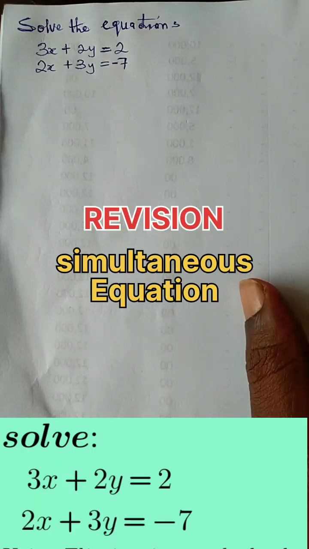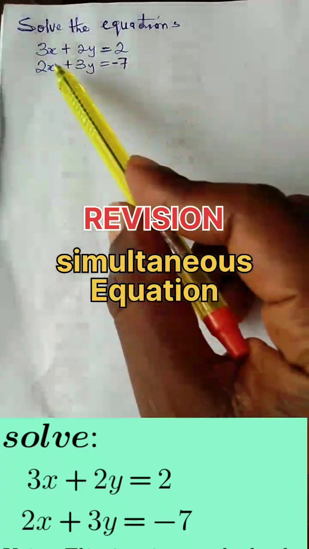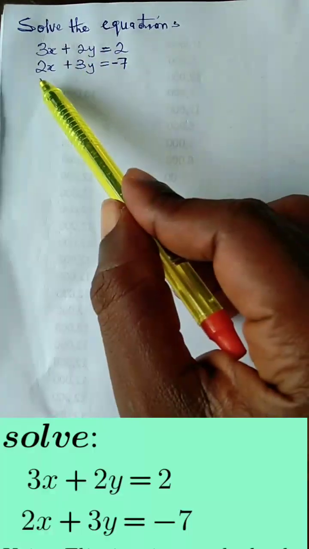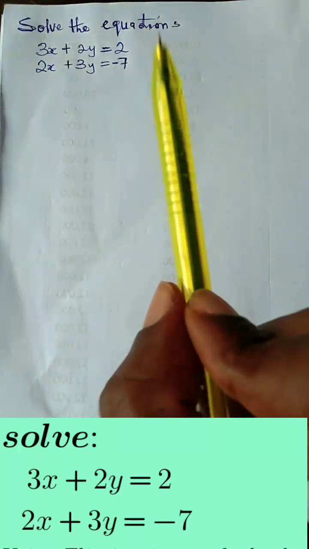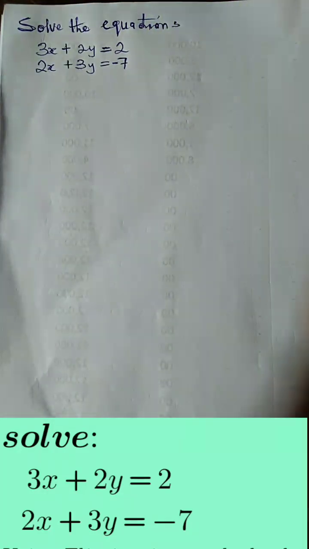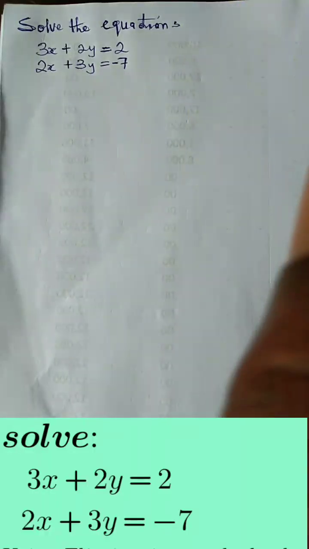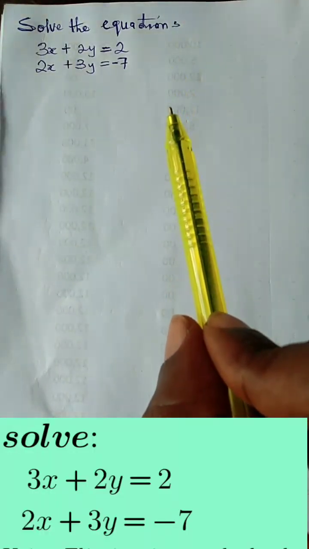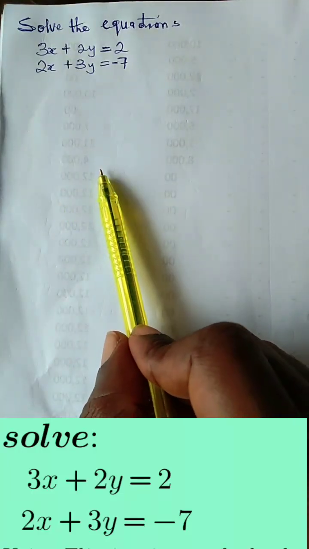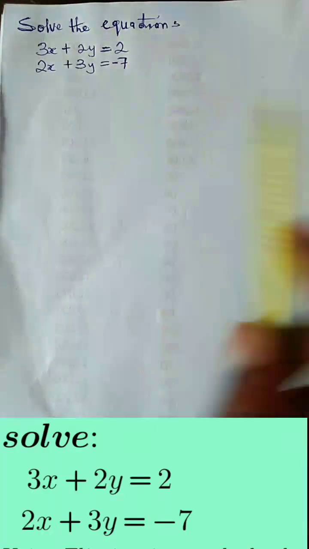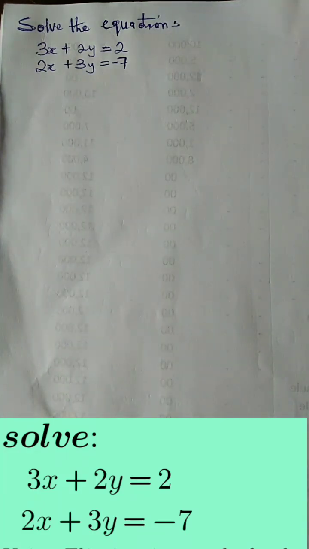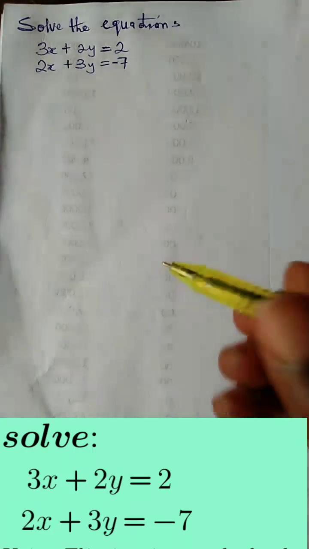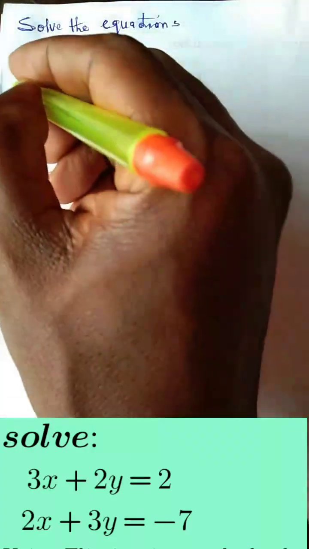Now there's a problem here that we are going to solve. The problem says we should solve 3x plus 2y equals 2 and 2x plus 3y equals minus 7. Remember, this is a revision class for us. I'm doing this class for those persons who still can't solve simultaneous equations. There are two methods of solving simultaneous equations: it's either you use the elimination method or the substitution method. I'm going to teach the two methods so that we can all refresh our brain, because I know that some of us have forgotten. So let's start with the elimination method.